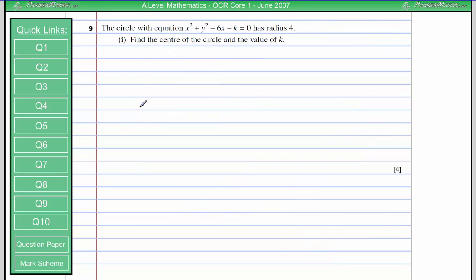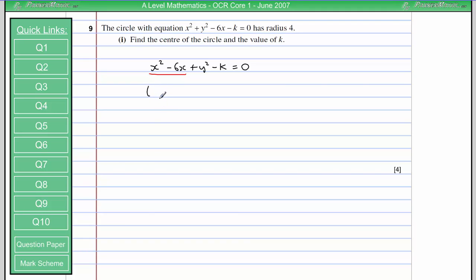Question 9. The circle with equation x squared plus y squared minus 6x minus k equals 0 has radius 4. Part 1 wants us to find the centre of the circle and the value of k. What we're going to do is rewrite this circle equation in a format that allows us to easily find the centre. So first of all, I'm just going to do a little bit of rearranging of the left hand side and write it as x squared minus 6x plus y squared minus k equals 0. Because from there I'm going to use this bit and complete the square.